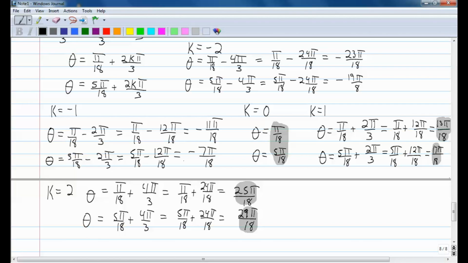I bet this is where things are going to get too big. Let's see. k equals 3. So if k is equal to 3 up here, then that would be 6 pi over 3, or plus 2 pi. But when you're starting with an angle measure that's positive and you add 2 pi to it, that's going to be bigger than 2 pi.